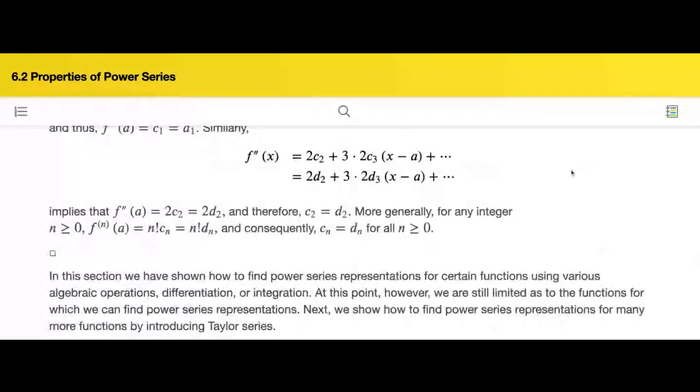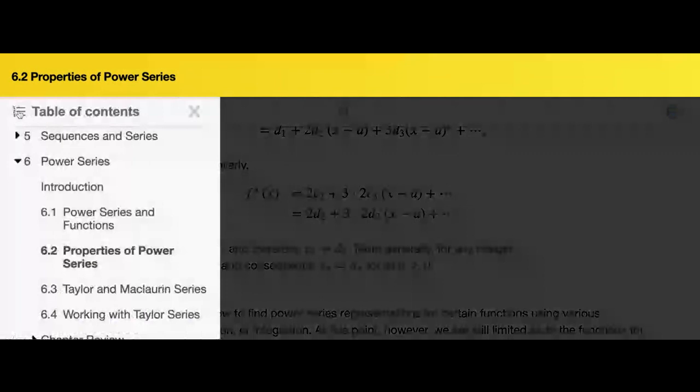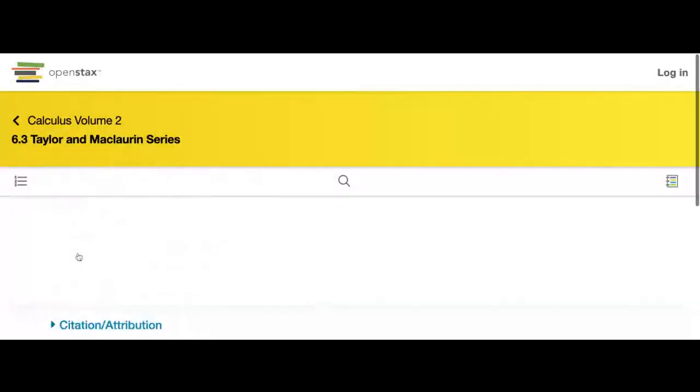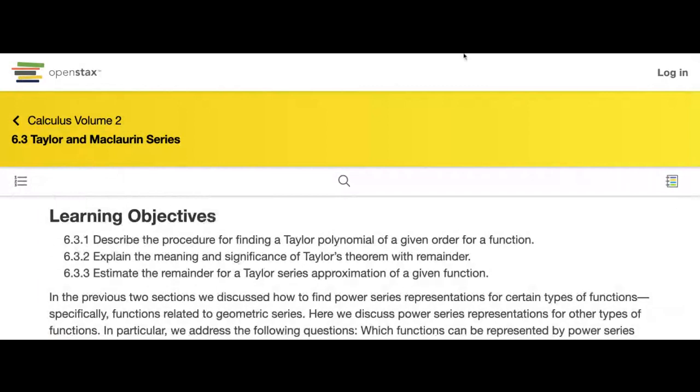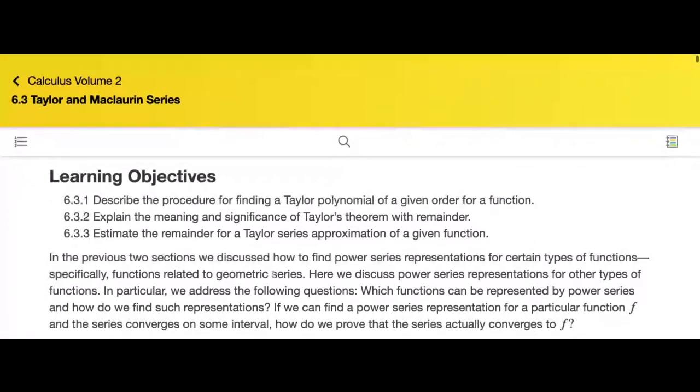Okay, so that's the part I didn't finish. I was not able to finish it last class. So today we're going to cover two important power series, Taylor series and Maclaurin series. They're so important that they get a name.